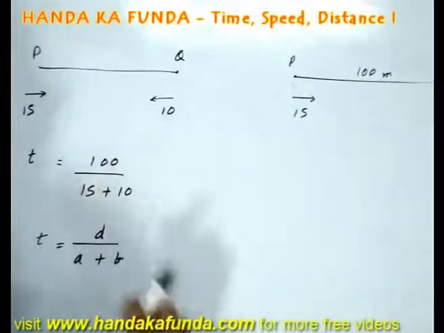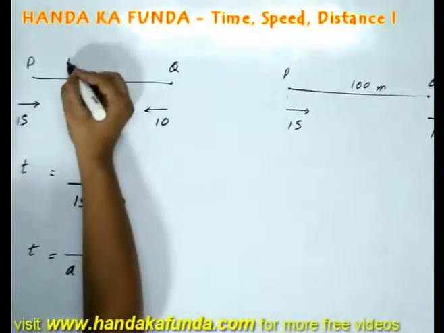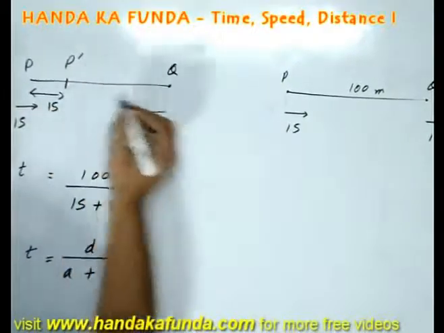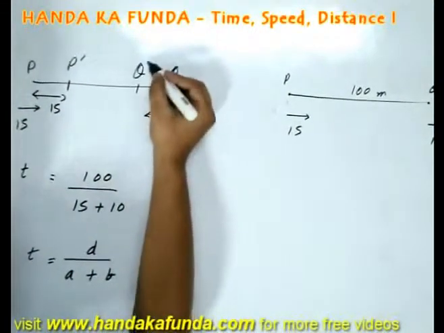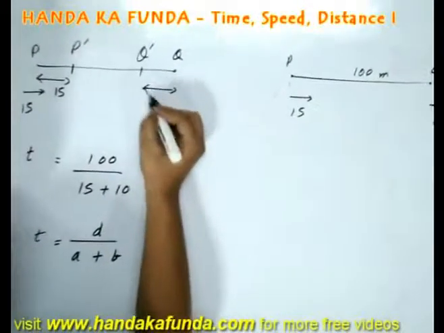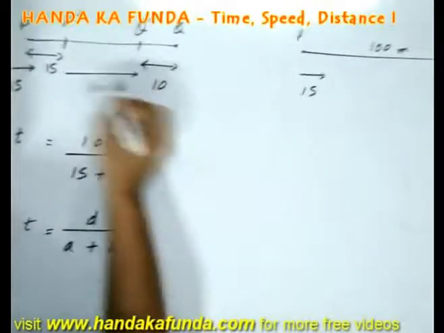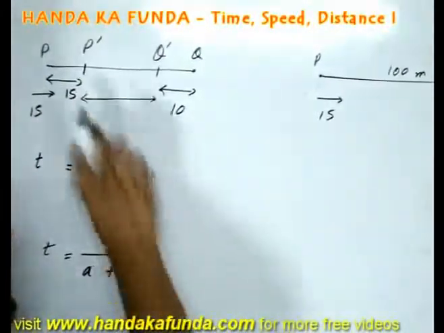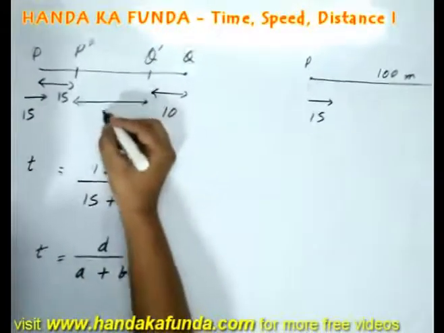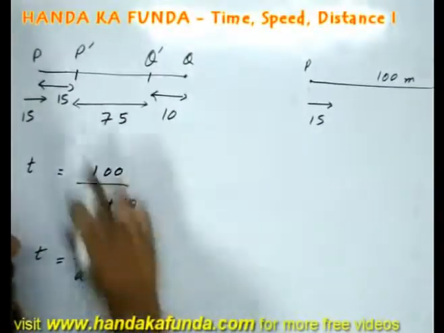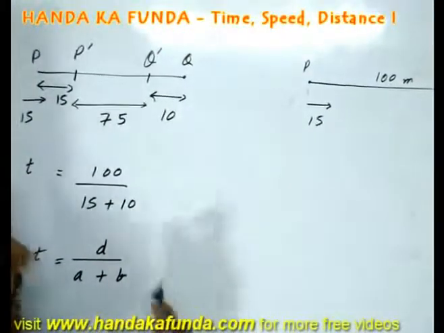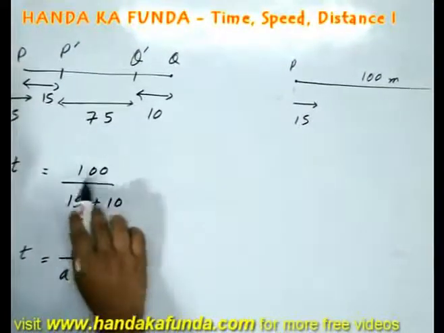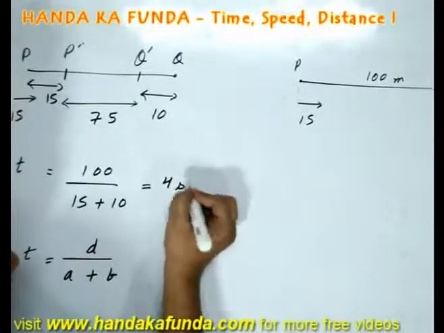The distance initially is 100 meters. 1 second later, what will be the case? The first person would have moved to P dash, or he would have covered 15 meters. The second person would have moved to a point Q dash, and he would have covered 10 meters. So the new distance between the two bodies, which was initially PQ or 100 meters, would have come down to P dash Q dash, that is 100 minus 15 minus 10 or 75 meters, which means the distance between the two bodies is reducing at the rate of 25 meters in 1 second. So it will reduce by 100 meters in 100 by 25 or 4 seconds.